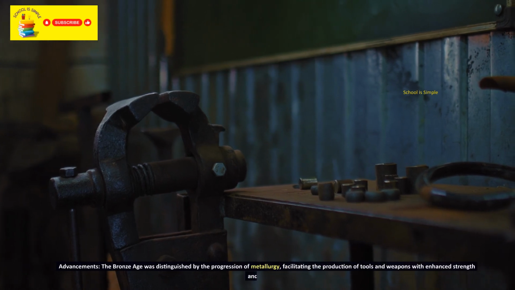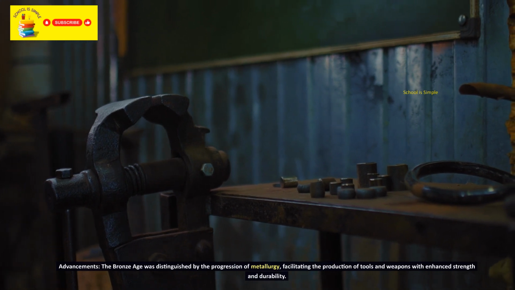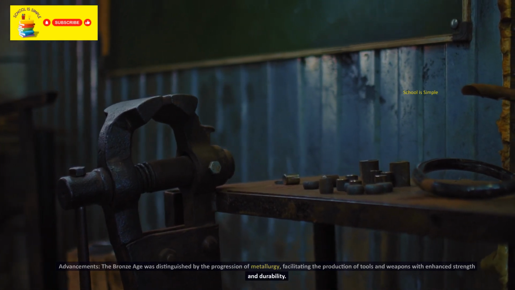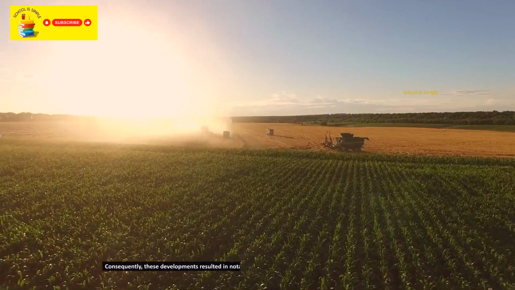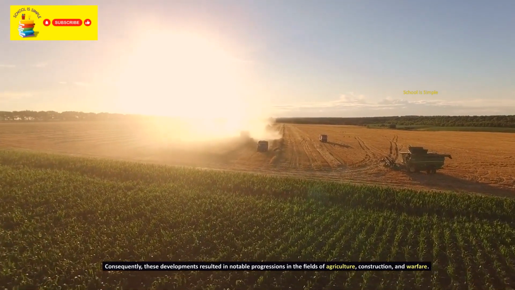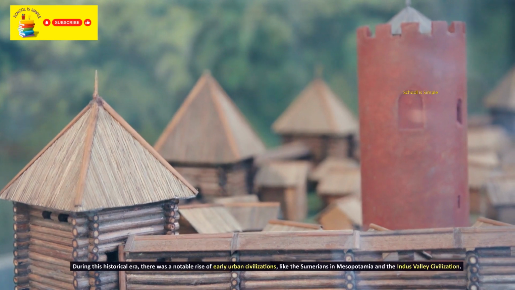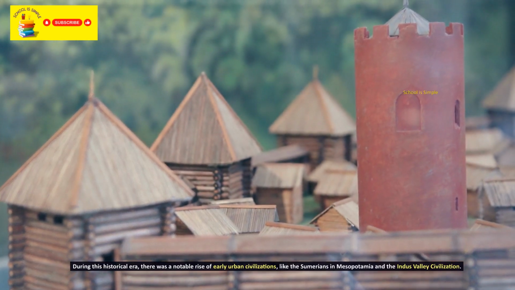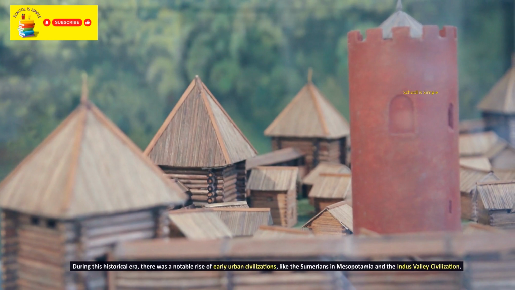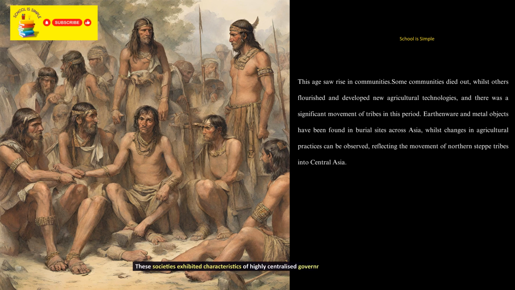Advancements. The Bronze Age was distinguished by the progression of metallurgy, facilitating the production of tools and weapons with enhanced strength and durability. Consequently, these developments resulted in notable progressions in the fields of agriculture, construction, and warfare. During this historical era, there was a notable rise of early urban civilizations, like the Sumerians in Mesopotamia and the Indus Valley Civilization. These societies exhibited characteristics of highly centralized governmental and economic systems.